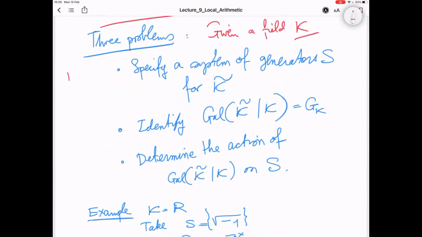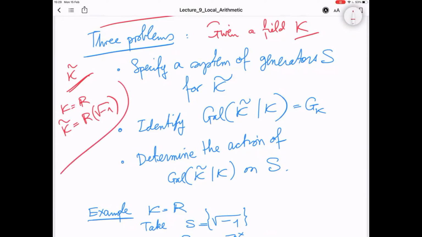So you have this largest Galois extension K tilde. So we have defined it. That does not mean that we have specified how it is obtained for a specific K. For K equal to R, for example, it's very easy to specify it. It's obtained from R by adjoining just a square root of -1.